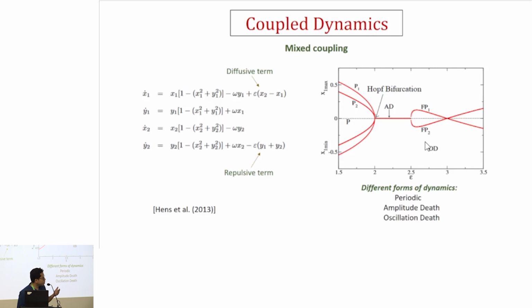Then as we move along and cross the threshold of 2.5, we have what is known as oscillation death. Here, both the systems settle at different fixed points, and these fixed points are created due to the coupling.